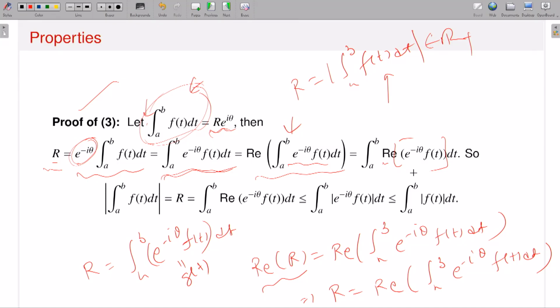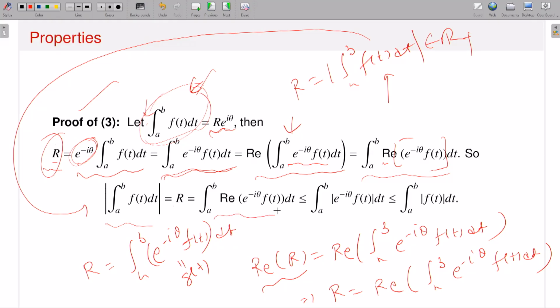So what it turns out is that if I write my integral from a to b of f(t) dt in the form r e^(iθ), because it's a fixed complex number, then r is exactly equal to the integral from a to b of the real part of e^(-iθ) f(t) dt. That's what I have. But what is r? r is nothing but this absolute value. So come back here. Therefore the absolute value of the integral from a to b of f(t) dt is the same as r, which is the same as this, which I already proved.